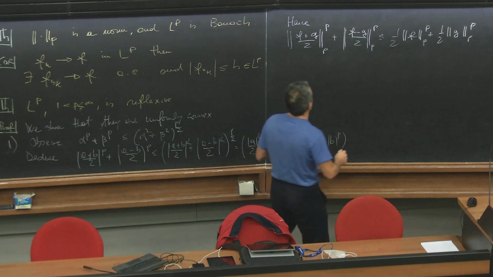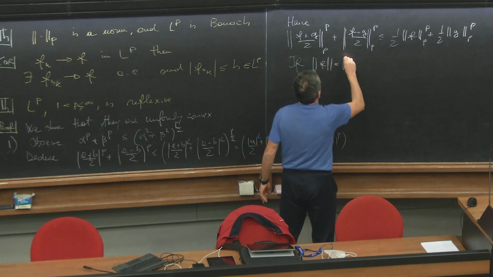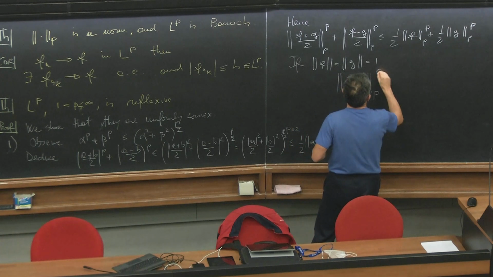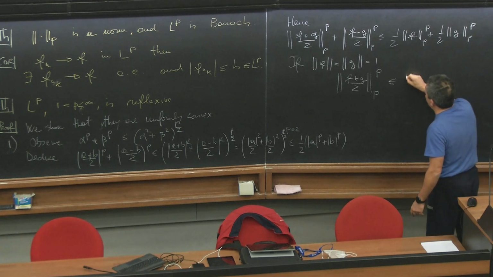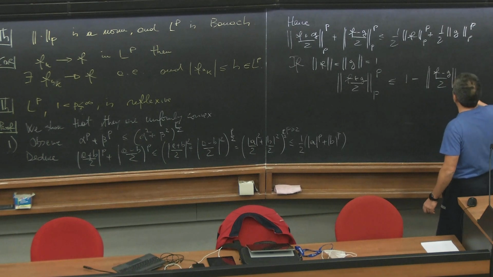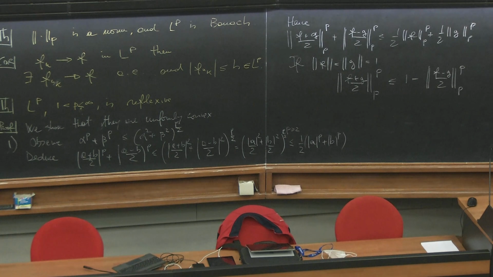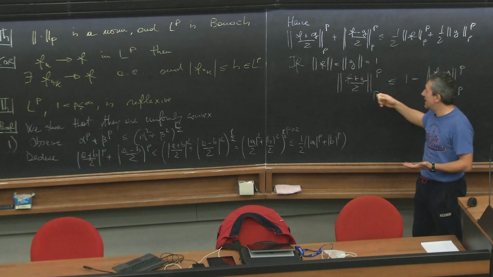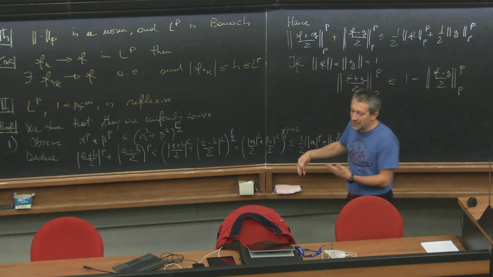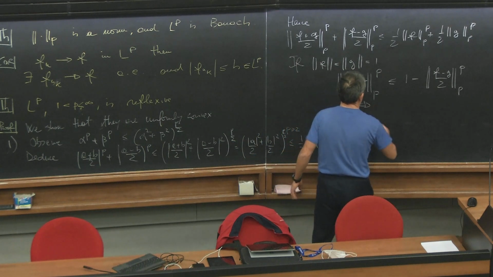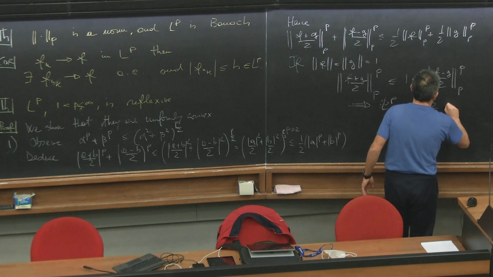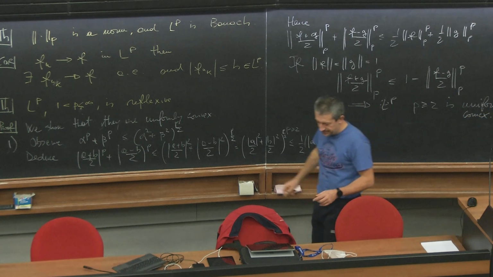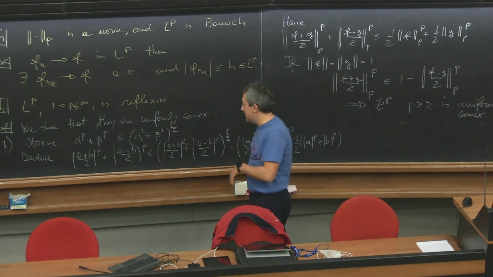Because if the norm of f is equal to 1, we discover that for f plus g over 2, we get 1 minus something. Whenever this distance is larger than some epsilon, this is less than 1 minus epsilon to the p divided by 2 to the p. Okay, so this is the uniform convexity: LP is uniformly convex. Okay, this is the first step.